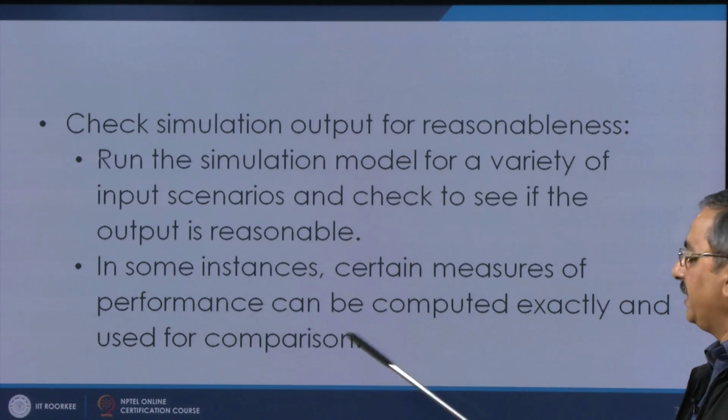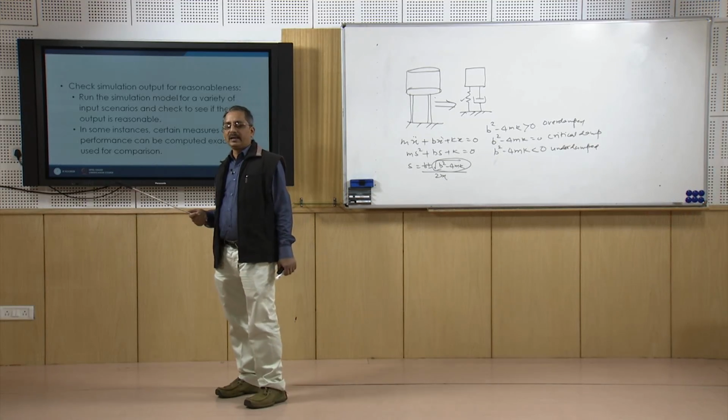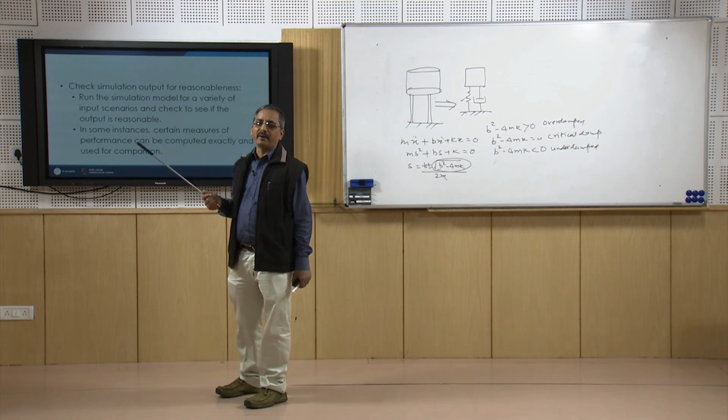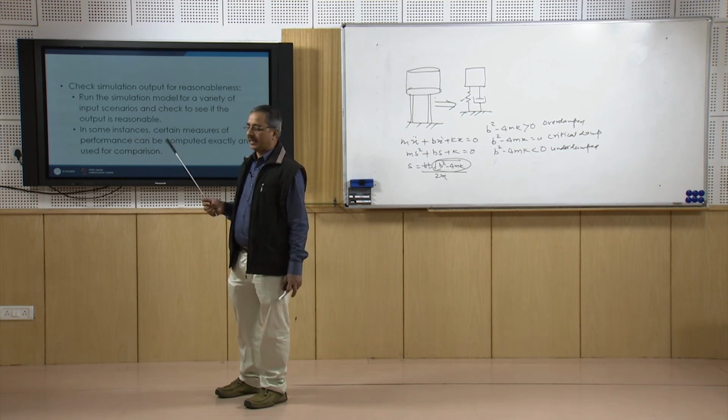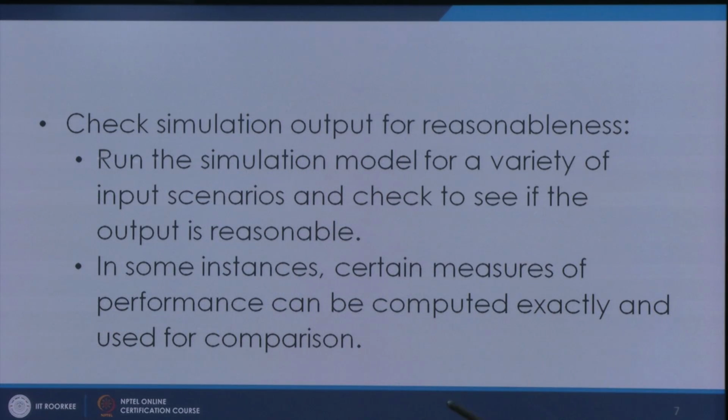In some instances, certain measures of performance can be computed exactly and used for the comparison. What could these performance measures be? Those we have already seen in our earlier lectures, that is, the performance measures for the first order system and the performance measures for the second order system. So, these performance measures can be computed exactly and used for the comparison.